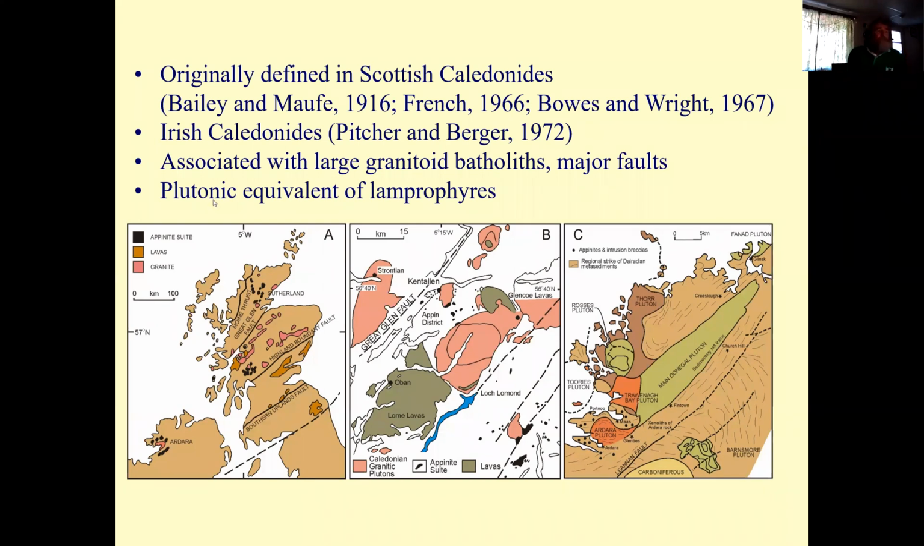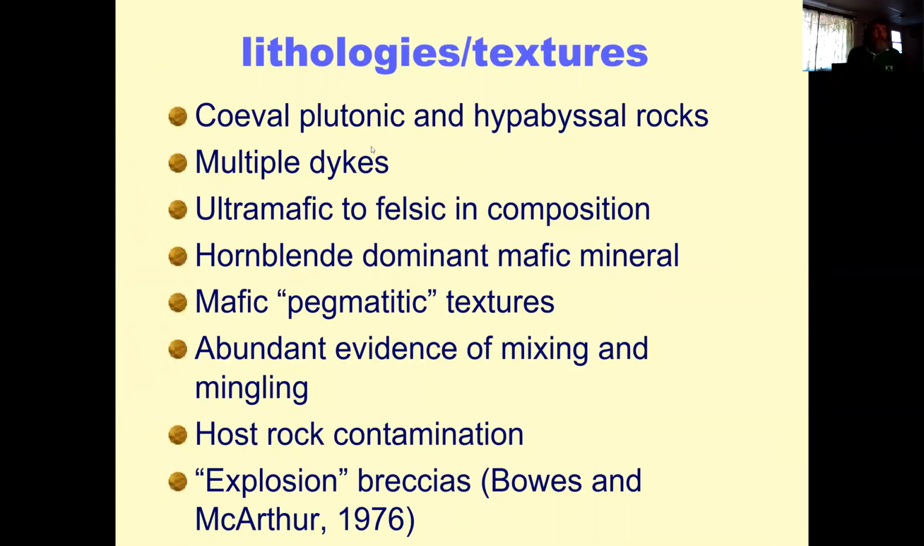Also, and this might be very important for those of you interested in the lamprophyres or the South Mountain batholith, for example, they were also defined as the plutonic equivalent of lamprophyres. So it's possible that some of the things I'm talking about today, the relationship of mafic and felsic magmas, may pertain to some of the South Mountain magmas as well. On the basis of these studies, it was well recognized that appinite complexes are coeval plutonic and hypabyssal rocks, being the lamprophyres.